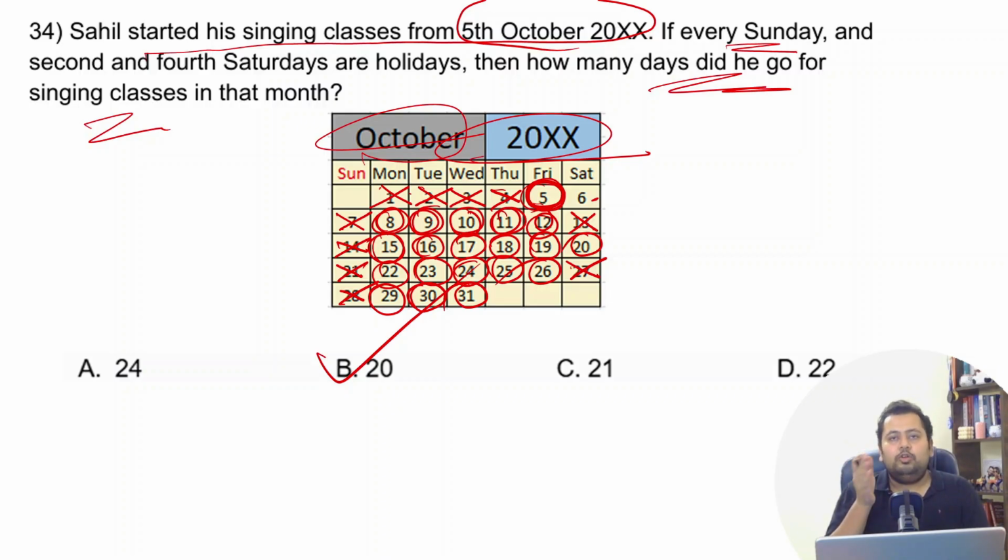I'll give you a hint. How do you have to do it? First make the calendar for November 20XX and see how it would look like. And then cancel out the way we canceled out Sundays and second and fourth Saturdays, and then count how many days he is going to the singing class, right? Find that out. Let me know in the comment section below, and I will reply to each and every one of you.